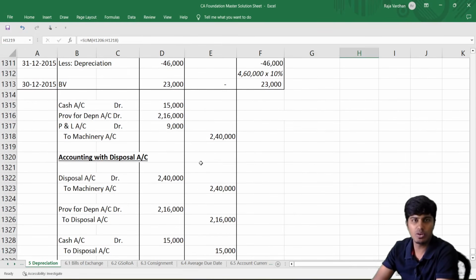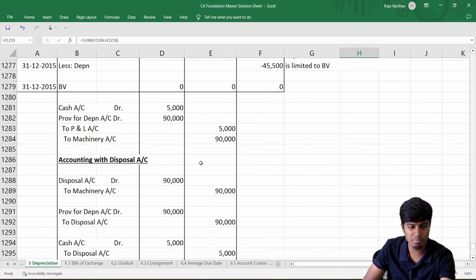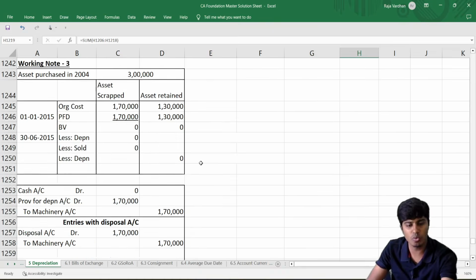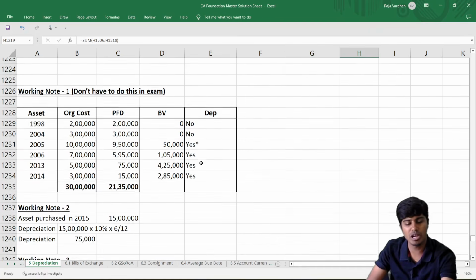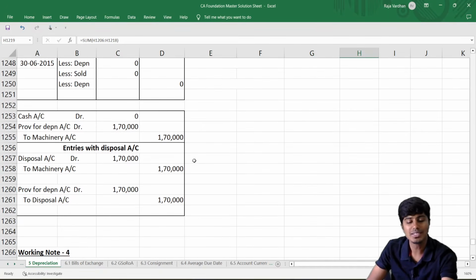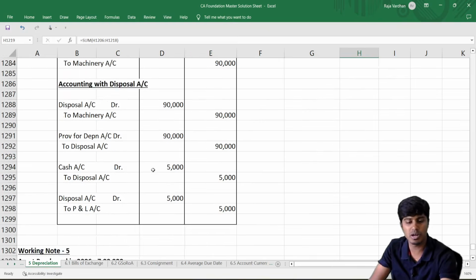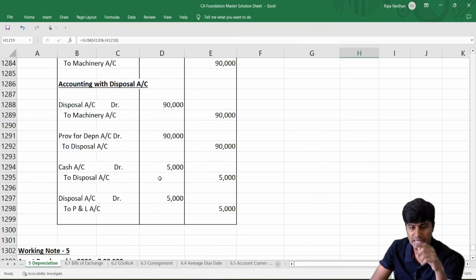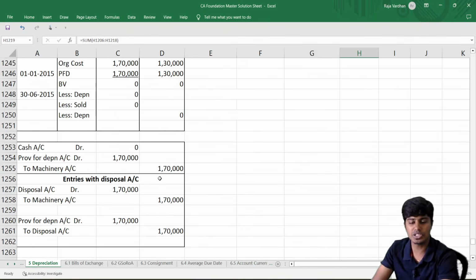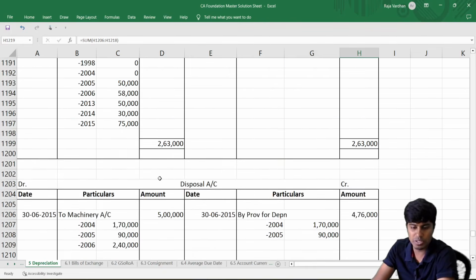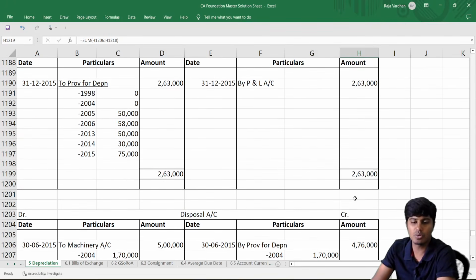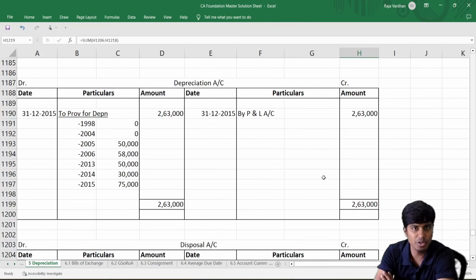A few pointers that I want to tell before I wind up. In this question, we need not do working note number 1, and from working notes 2, 3, 4, 5, journal entries are not required to be written in the examination. You can skip journal entries, and in the ledgers you don't have to do depreciation account. They have not asked you to do depreciation account. I did depreciation account for your understanding, just for your understanding.